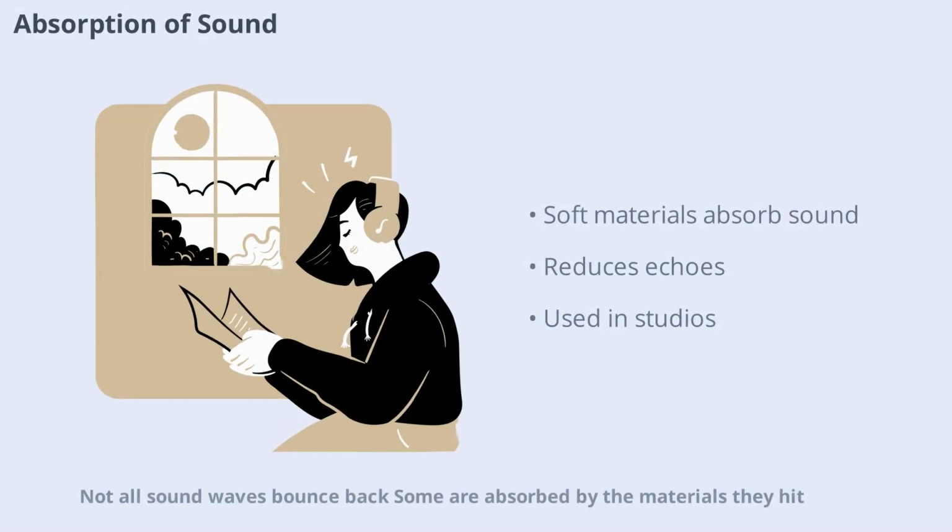Not all sound waves bounce back. Some are absorbed by the materials they hit. Soft materials like carpets, curtains, or foam absorb sound, reducing echoes and making a room quieter. This is why recording studios use special panels to absorb sound and prevent unwanted noise. Absorption is an important concept in designing comfortable and quiet spaces.